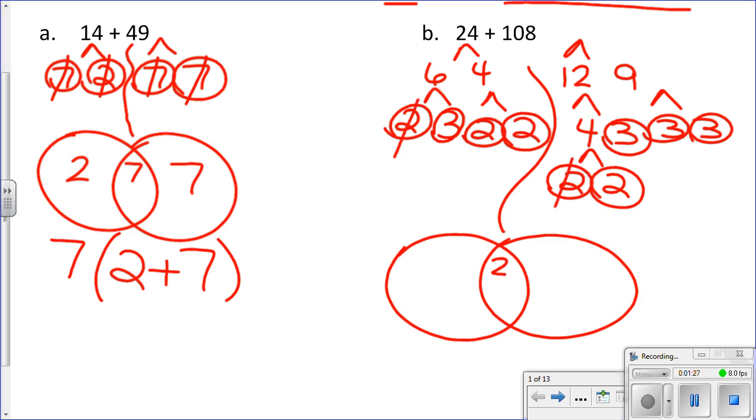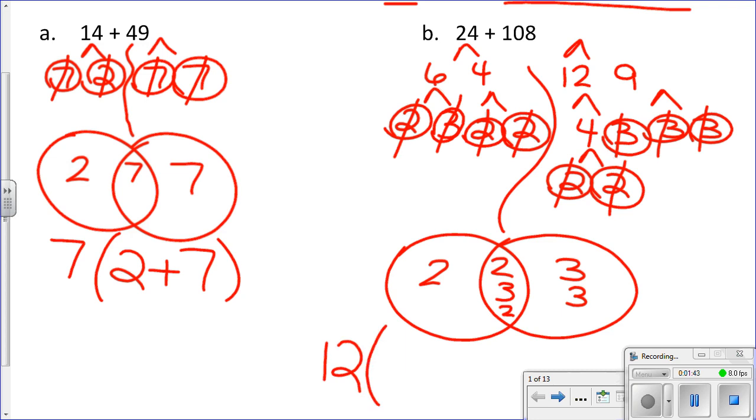2 matches with 2. 3 matches with 3. 2 matches with 2. 2 does not match, and these two 3s do not match. Greatest common factor, 2 times 3 is 6, times 2 is 12. Left side is a 2. Right side is 3 times 3, which is 9. GCF 12 parentheses 2 plus 9.